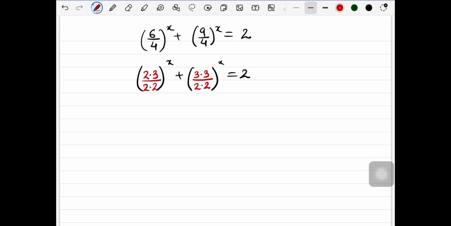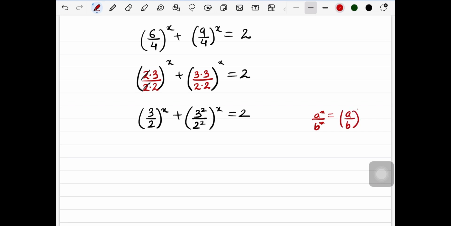Alright, so in the first bracket I can cancel out 2 there. So inside I will have 3 by 2 to the power x. But here nothing is cancelled, so I can write it like this, 3 square over 2 square to the power x equals 2. Magically you can see that in the first bracket it is 3 by 2, and again you are getting 3 by 2 square. We have a property that if there is the same power over different numbers, you can put them outside the bracket and the powers will be in multiplication, 2 and x again.